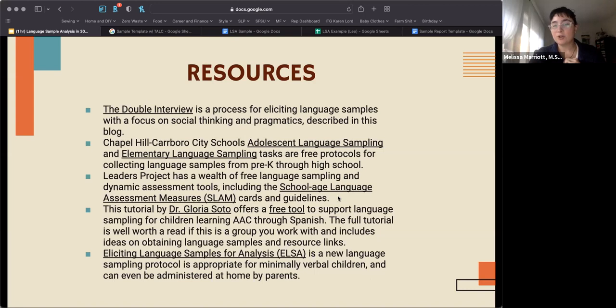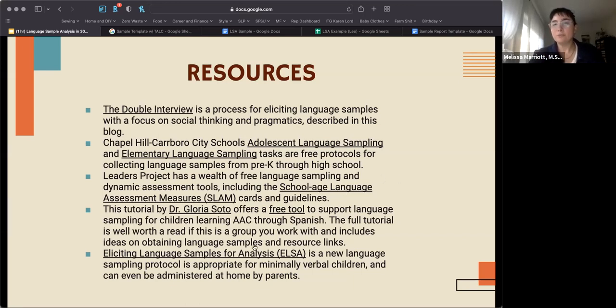It's just a series of picture cards, basically the equivalent of a wordless picture book that you would use to inform your knowledge of a student's narrative skills. So can they sequence the pictures? Can they tell a narrative? What parts of the narrative do they include? And then for each set of cards, there are usually some follow-up questions that Leaders Project has created as well, that look at things like theory of mind and inference making skills, and being able to predict what happens next, those kinds of things.